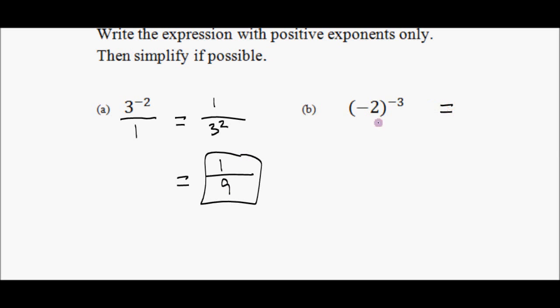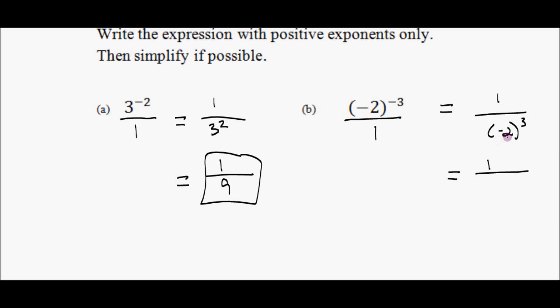Same thing for this one. Negative 2 to the negative third power. I'm going to write that over 1. And then I'm going to flip it so that this exponent becomes positive. So this turns into 1 over negative 2 cubed. The sign of the base does not change. There's a negative 2 base here. It's still a negative 2 base. Only the exponent changes signs. So now we have 1 over negative 2 cubed.